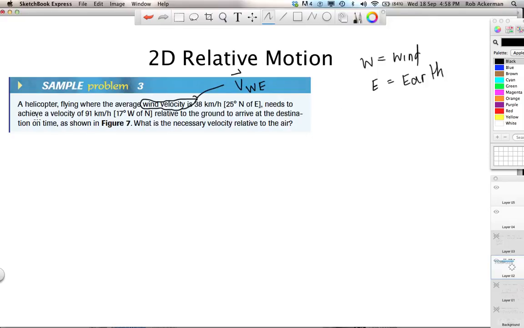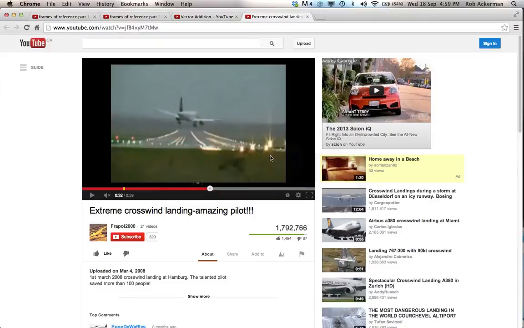Okay? It says he needs to achieve a velocity of this relative to the ground. So this is going to be the velocity of the helicopter relative to Earth or ground, whichever you prefer. So H is helicopter. And then they ask, so what is the necessary velocity relative to the air? Basically what they're saying, if you go back to this YouTube video, is the following. If the wind is blowing a certain way, and you know you have to travel a certain way relative to the ground, what direction do you need to point your airplane in order to compensate for that wind?